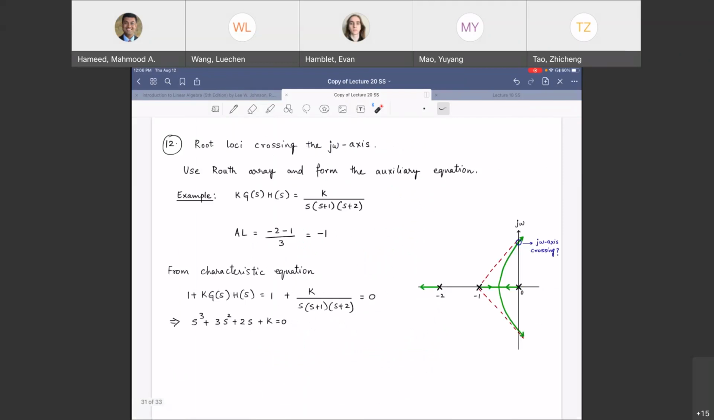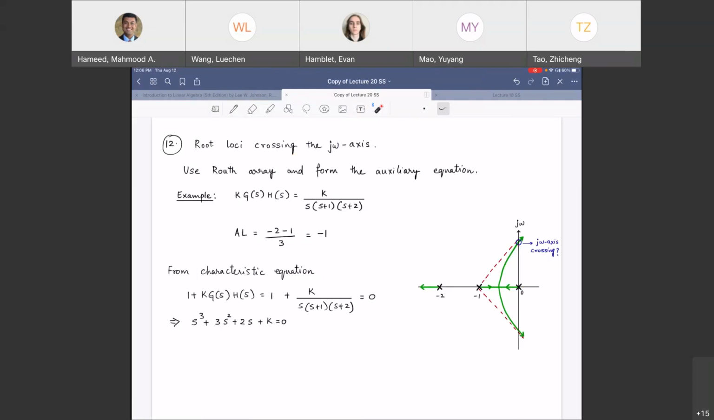Next. Now, let's take, this is our last example here. Let me go through this very quickly. This one is, what is the root locus? How do you find the j omega crossing? The j omega crossing is essentially finding the K value as the root locus crosses the j omega axis.